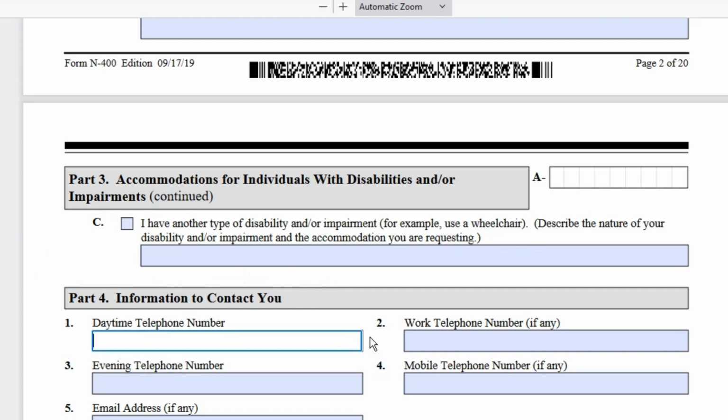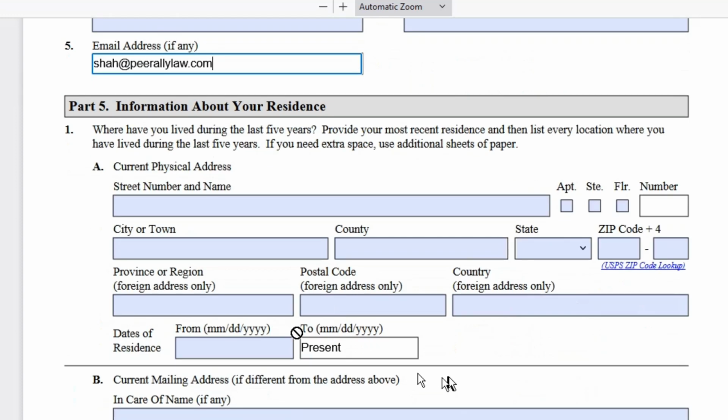And then daytime phone number, how to contact you. We'll put any phone number here. Work number, of course, you put it. Evening number, email address. My email is Shah Peerally Law, by the way. So I'll put it here. Mobile number, if you have one, put it.